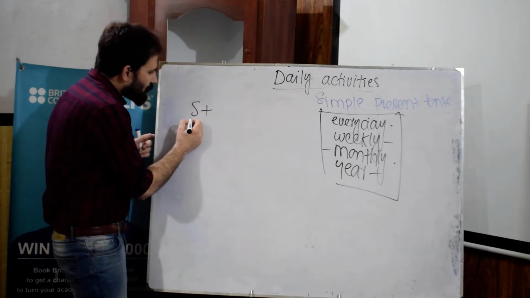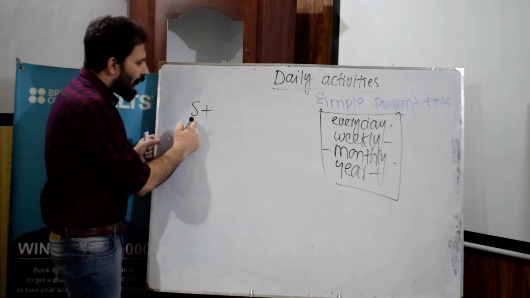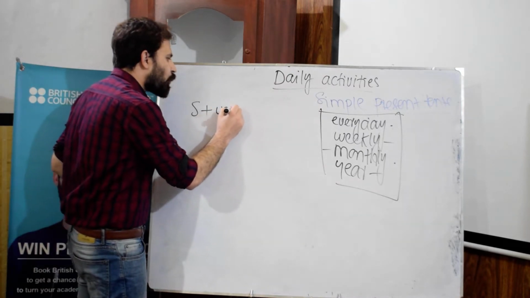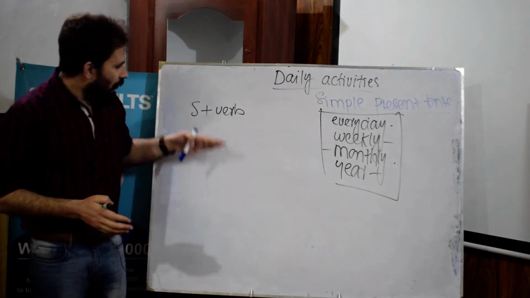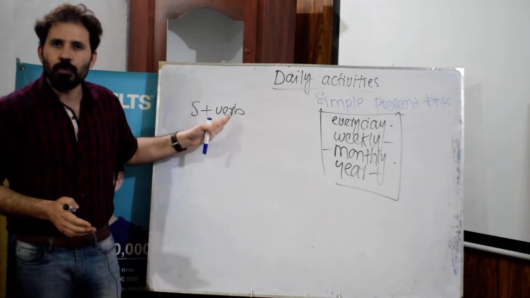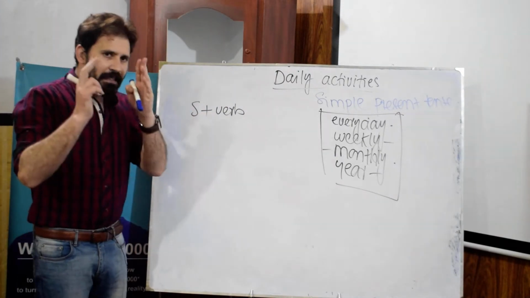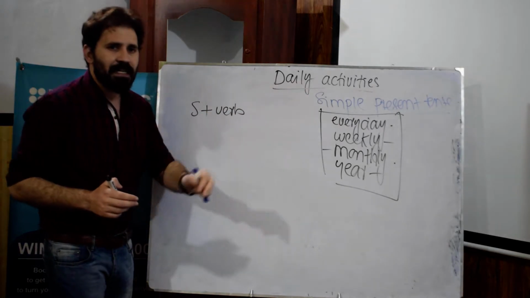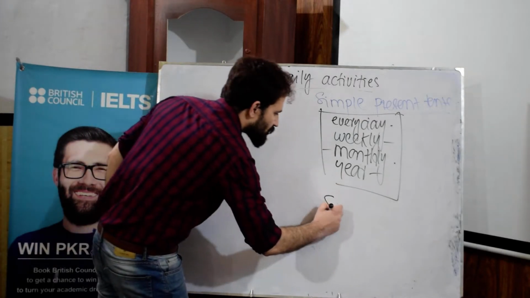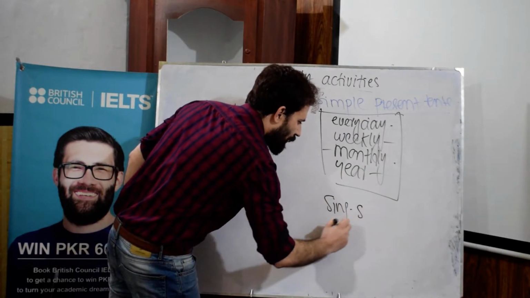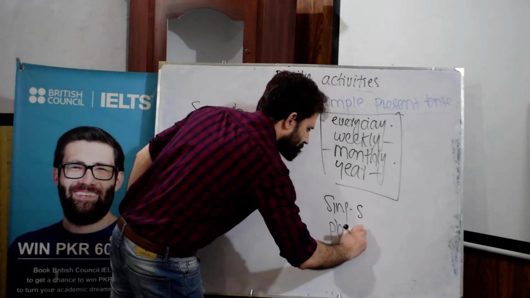So now first of all, what do we need? We need subject. After subject, we will need verb. Over here we put verb in this case. After subject, directly we will need to put verb. Now in simple present tense, we will be talking about two sorts of subjects. Your subject can be a singular subject, or it can be a plural subject.